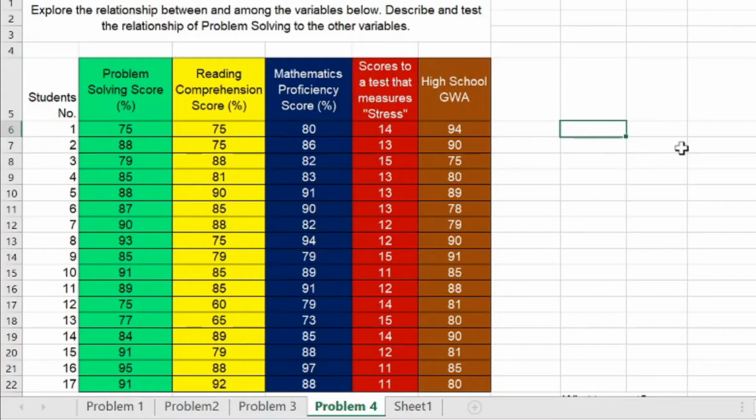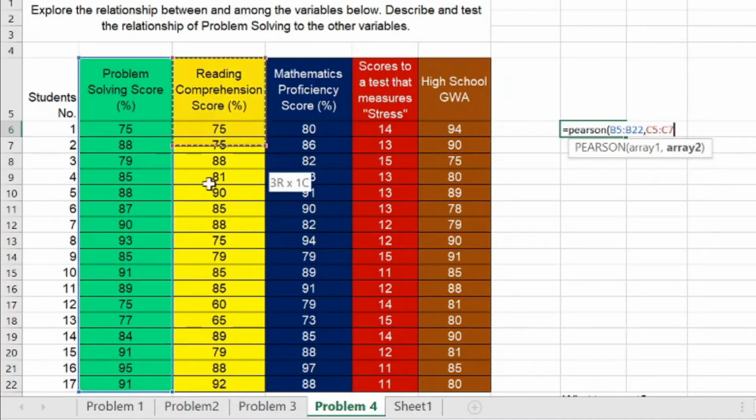To compute for the Pearson product moment correlation coefficient, or simply Pearson's r, we use the Excel command equals PEARSON, and then we input our data. So it's asking us 2 arrays, array 1 and array 2. This is referring to the 2 variables that we want to correlate. So since this is our first variable, then we input it as is. So we drag and hold, comma, we input our second variable, this variable. We close it with a parenthesis and then enter.